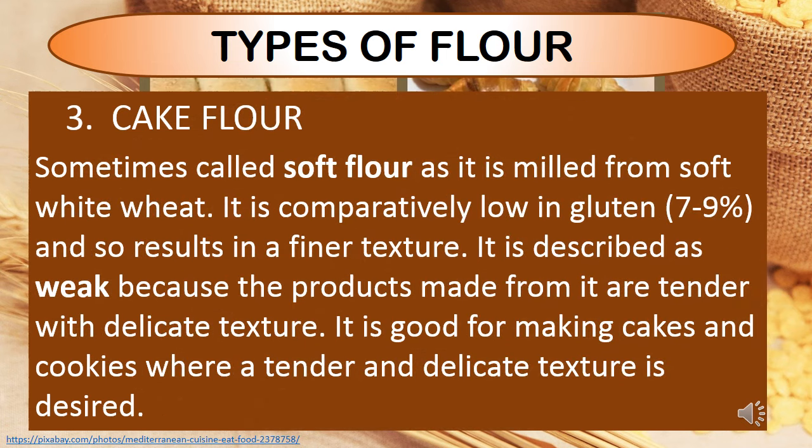The next type of flour is cake flour, sometimes called soft flour, as it is milled from soft white wheat. It is comparatively low in gluten, around 7 to 9%, and so results in a finer texture. It is described as delicate because the products made from it are tender with a delicate texture. It is good for making cakes and cookies where a tender and delicate texture is desired.